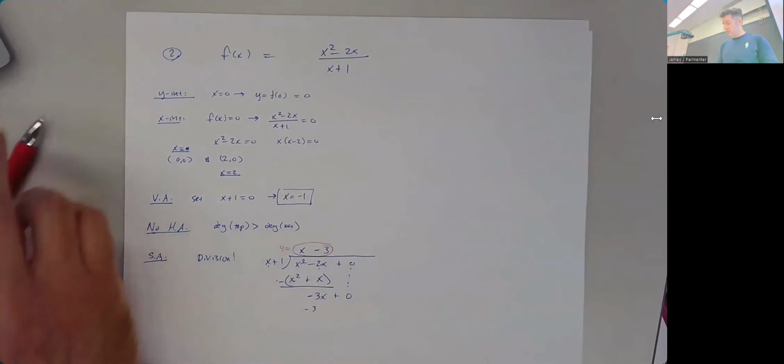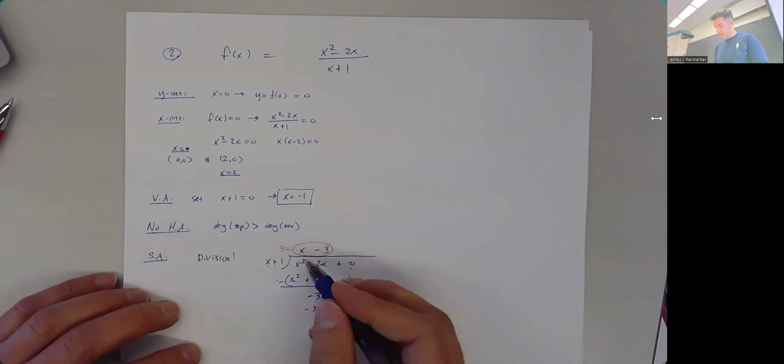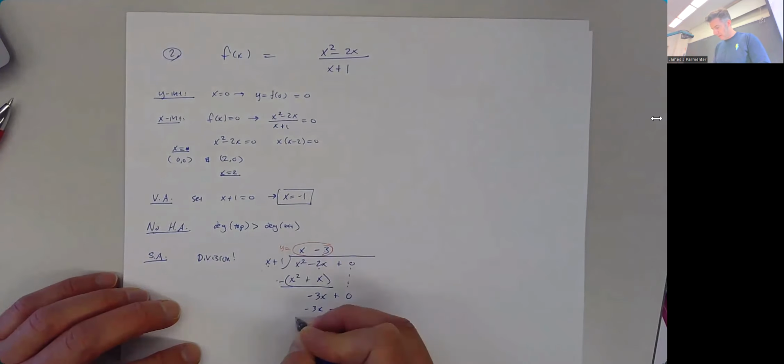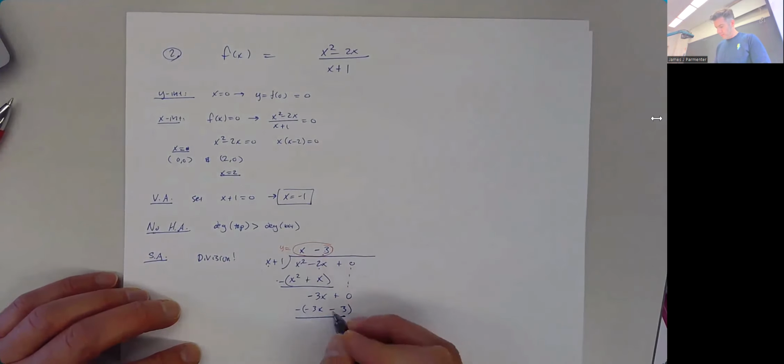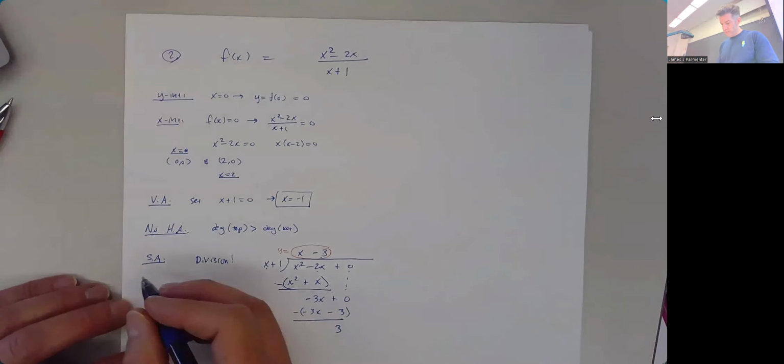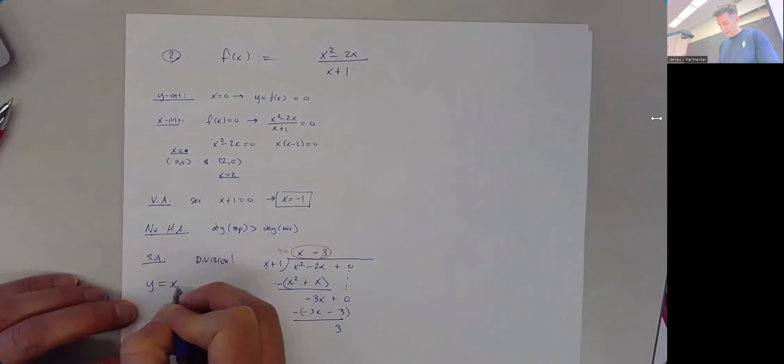You could finish the division if you really, really want to. Negative 3 times x is negative 3x. Negative 3 times 1 is minus 3. And then subtract. And you get 3. But you don't need to finish it. Our slant asymptote is y equal to x minus 3.